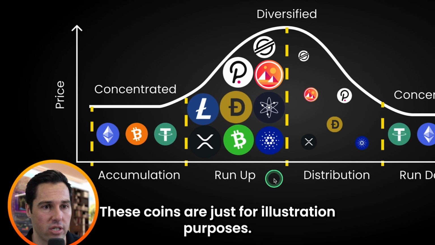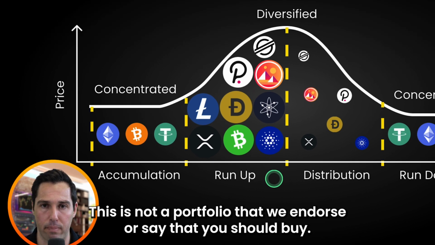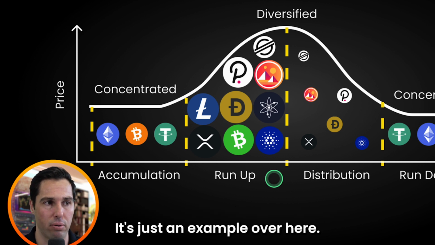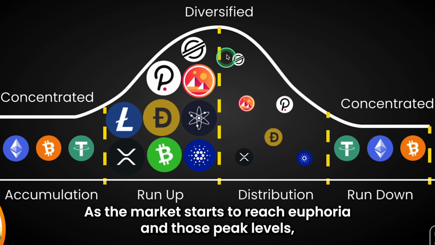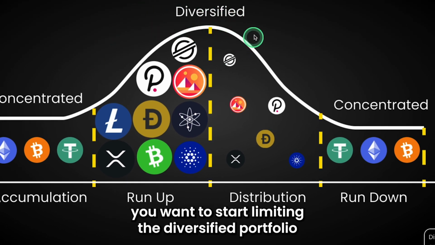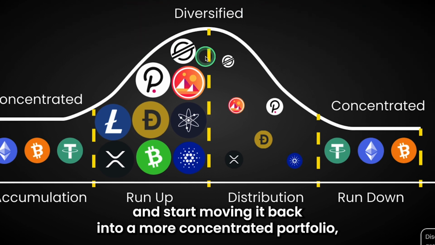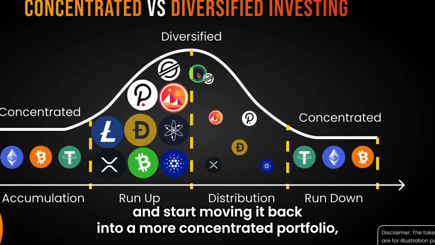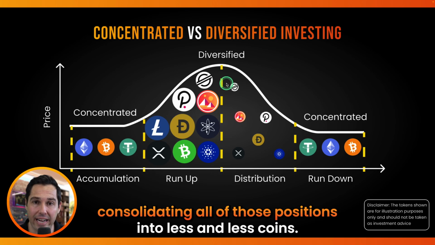These coins are just for illustration purposes. This is not a portfolio that we endorse or say that you should buy. It's just an example over here. As the market starts to reach euphoria and those peak levels, you want to start limiting the diversified portfolio and start moving it back into a more concentrated portfolio, consolidating all of those positions into less and less coins.